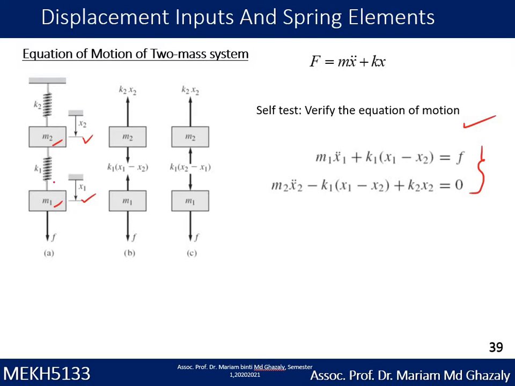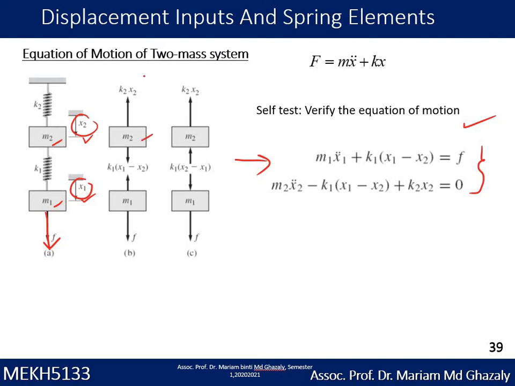If you see the configuration, you have a force pulling on mass 1 and mass 2. Because you have two displacements, x2 and x1, you will have two final equations, shown here. So let's do the first free body diagram.